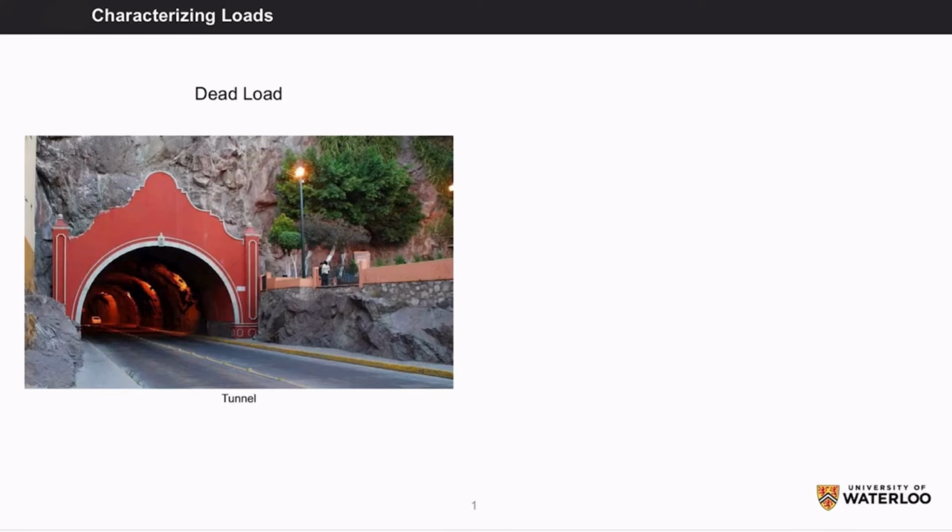This lecture video will describe different types of loads. Dead loads do not change over the life of the structure. An example is this tunnel, since it's holding the load of the mountain above it.